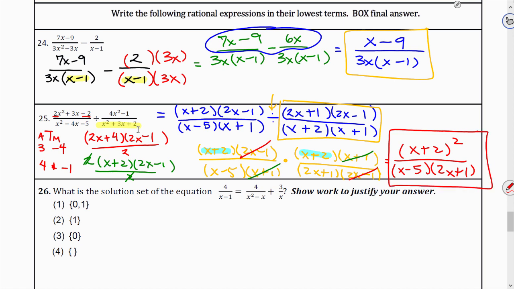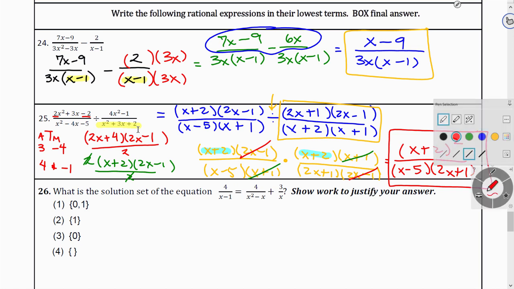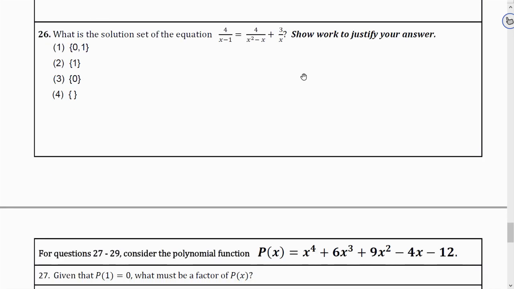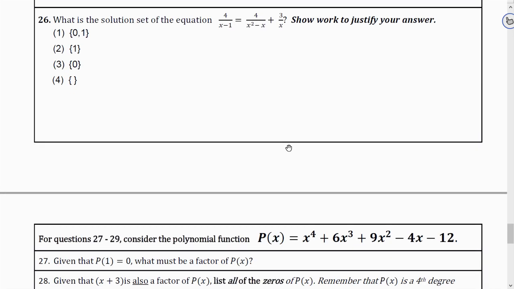Okay, the most common mistake I see with that one is factoring correctly. So be very careful about factoring those. Take that slowly. Okay, number 26, I'm probably just going to erase this and scroll up so I can have more space. 26, what is the solution set of this equation?